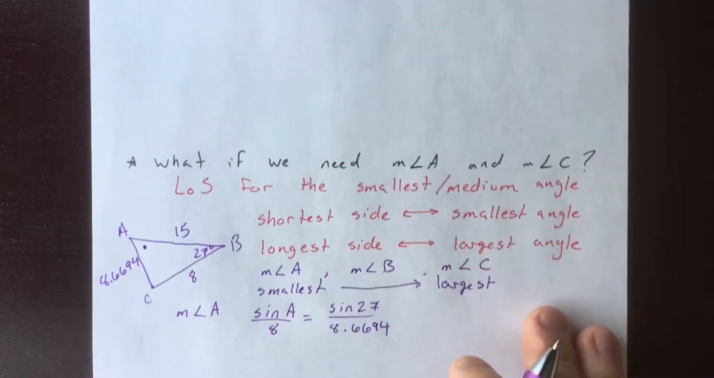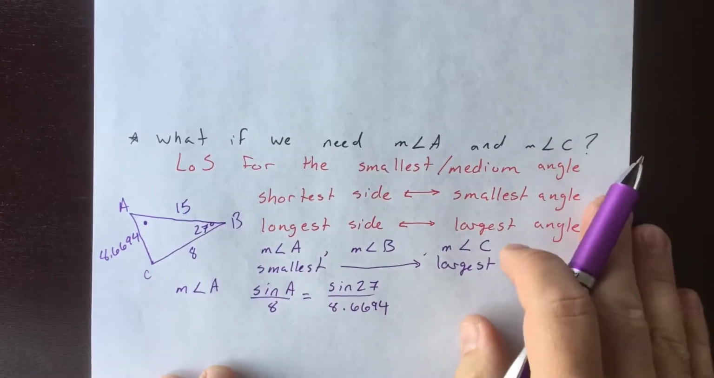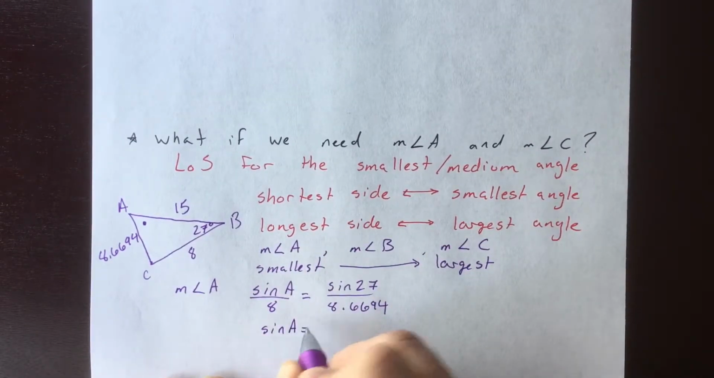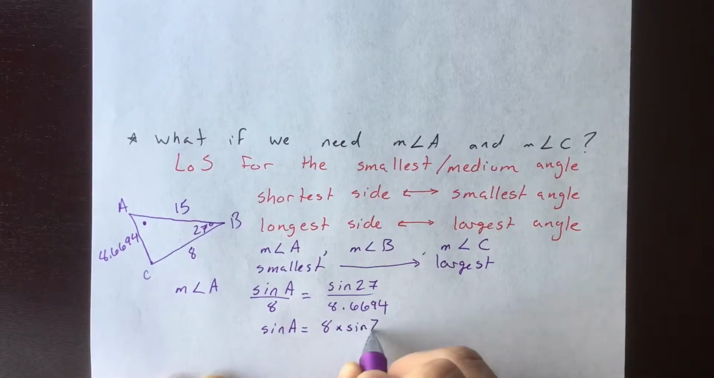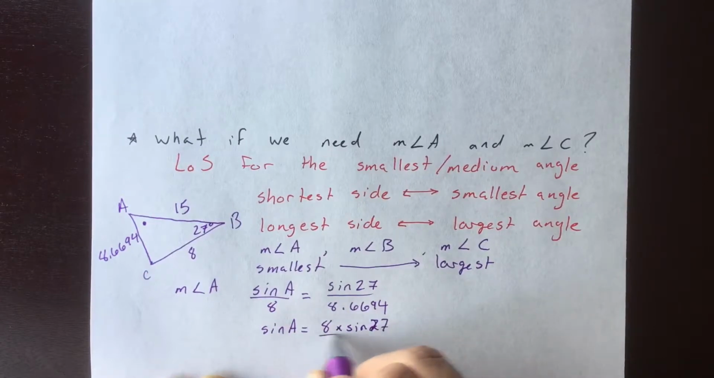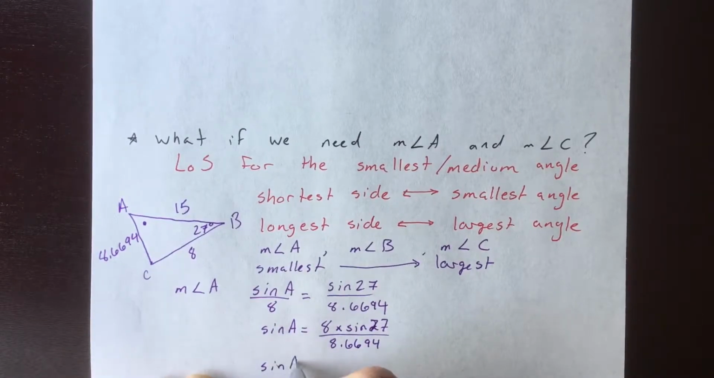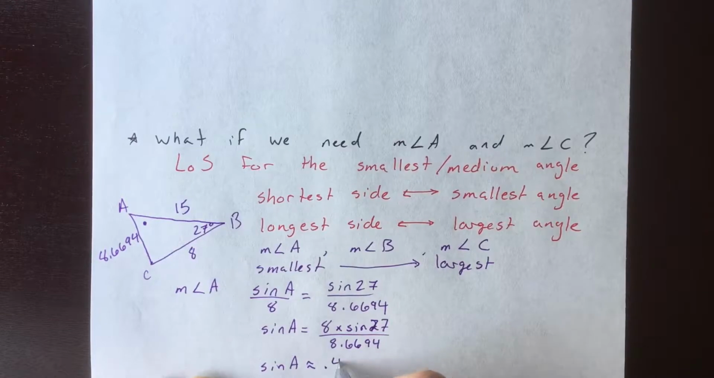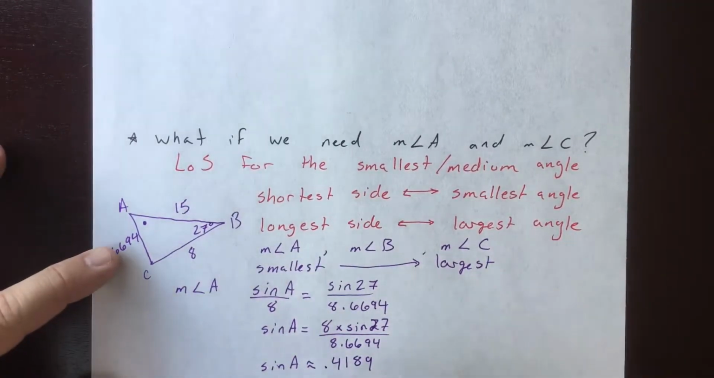Okay, so in solving this, we know how to solve this. At this point, we cross multiply. We get sine of A equals 8 times sine of 27 over 8.6694, which says sine of A is approximately 0.4189. Okay, so we need to find the angle measure.